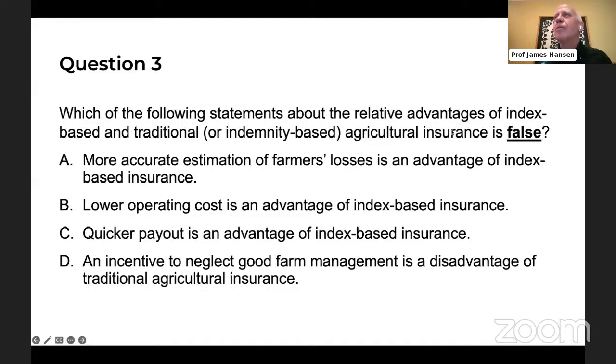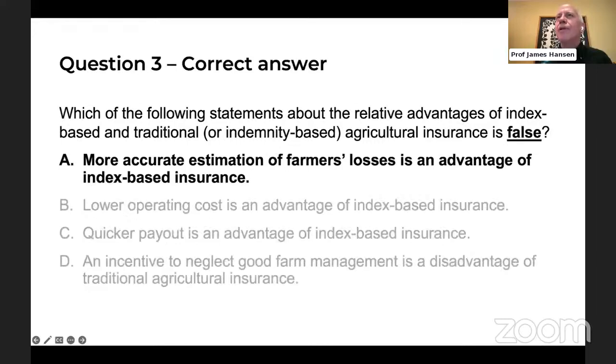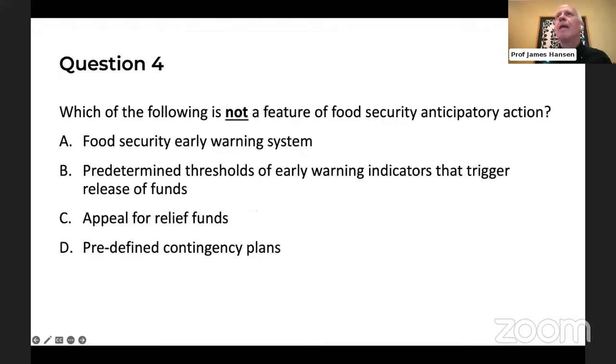Number 3, which of the following statements about the relative advantages of index-based versus traditional agriculture insurance is false? The statement that is false is A, more accurate estimation of farmers' losses is an advantage of index-based insurance. Basis risk is a disadvantage of index insurance, and basis risk means that there's actually a less accurate estimation of farmers' actual losses in the case of index insurance compared to indemnity insurance.